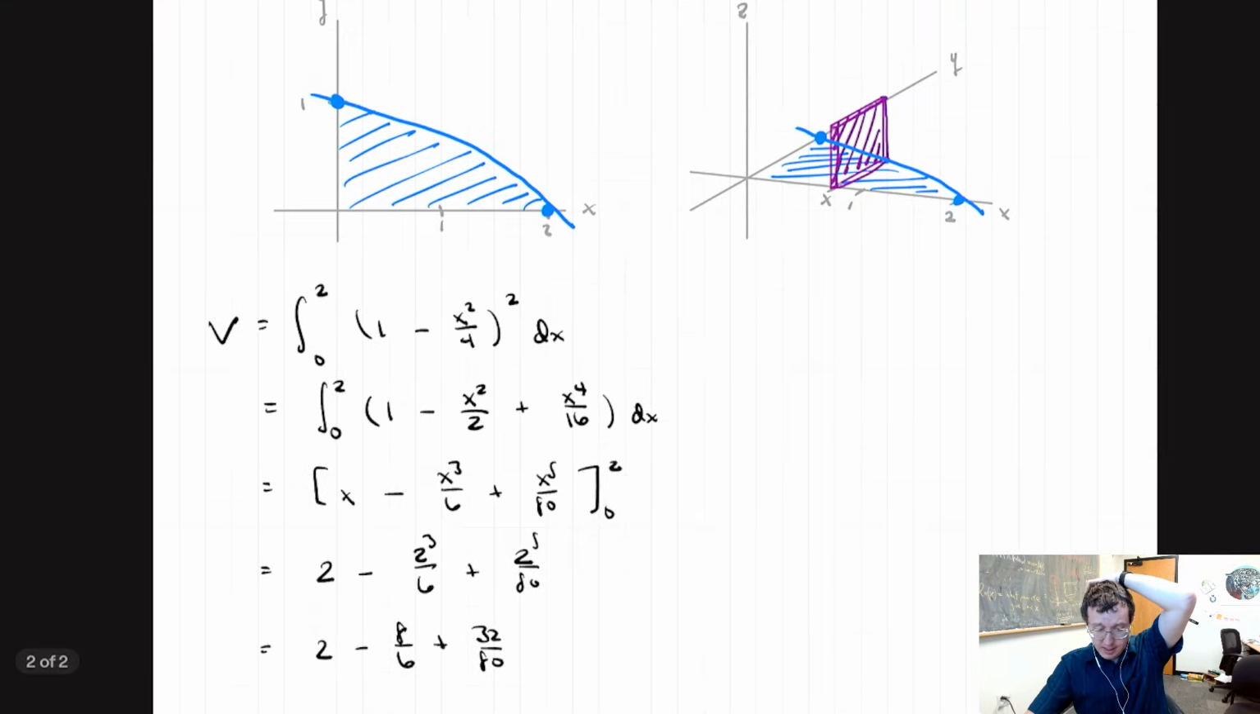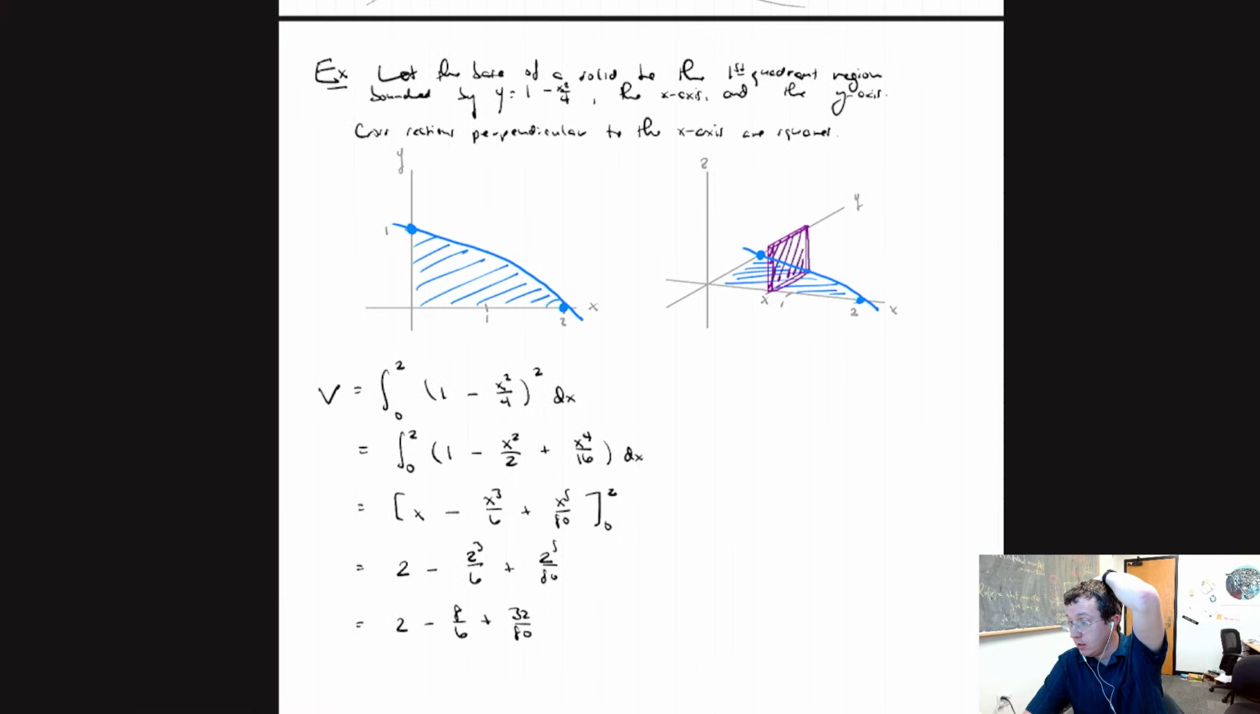So that's a problem with cross sections. Questions about cross sections?